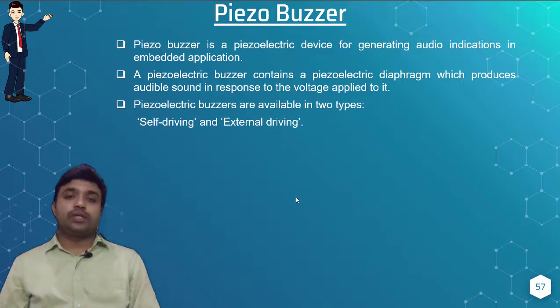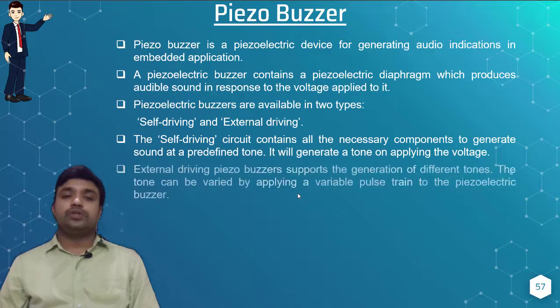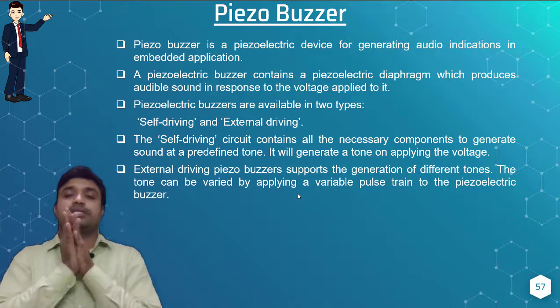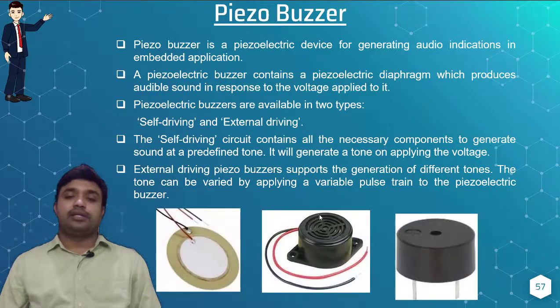Next, there are two types of piezoelectric buzzers. The first one is self-driving, the second one is external driving. So the self-driving circuit contains all the necessary components to generate sound at a predefined tone. That means self-driving piezo buzzers are intended to produce a single predefined tone. Whereas the external driving piezo buzzer supports the generation of different tones; a tone can be varied by applying a variable pulse train to the piezoelectric buzzer. Okay, and these are the different models. So this is the diagram. This is the speaker section.